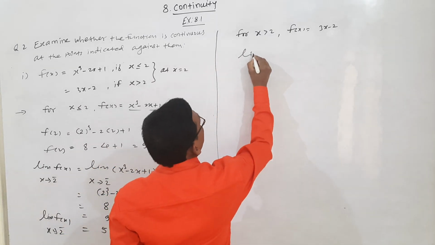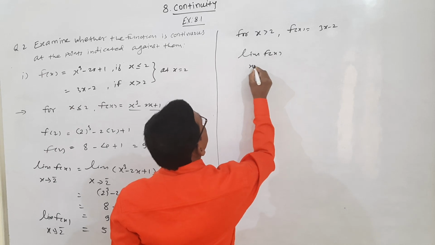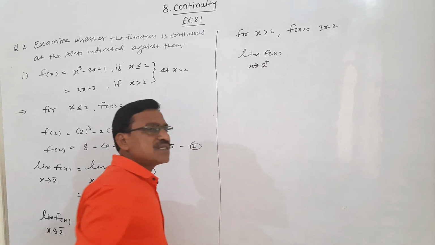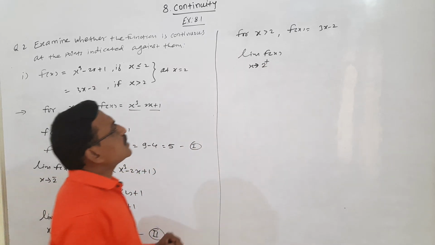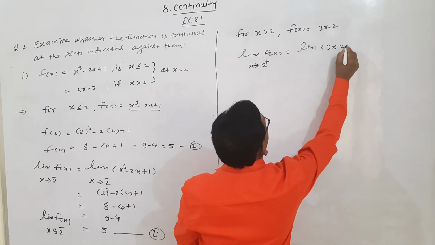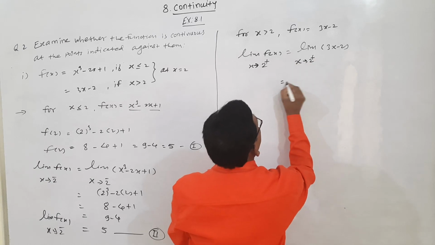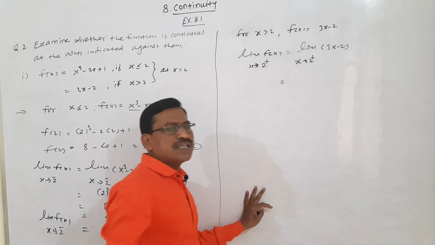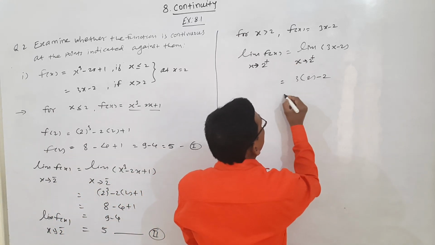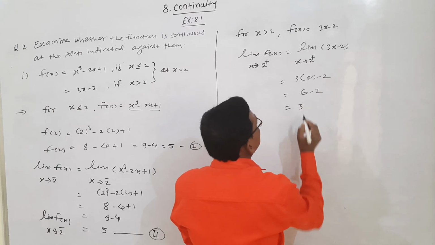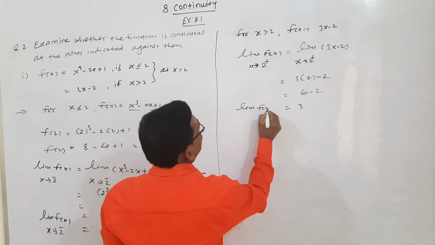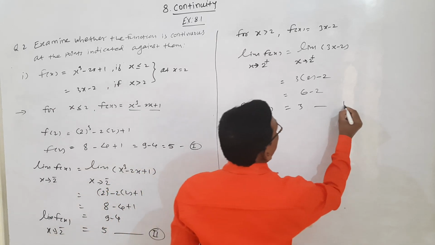So therefore limit of f of x as x tends to 2 plus. 2 plus means it is a right hand side limit. 2 minus means it is a left hand side limit. Is equal to limit of 3x minus 2 as x tends to 2 plus. Is equal to, apply limit directly here. There is no simplification. So 3 into 2 minus 2, 6 minus 2, it is 4. So the right hand side limit of this function is equal to 4 here.